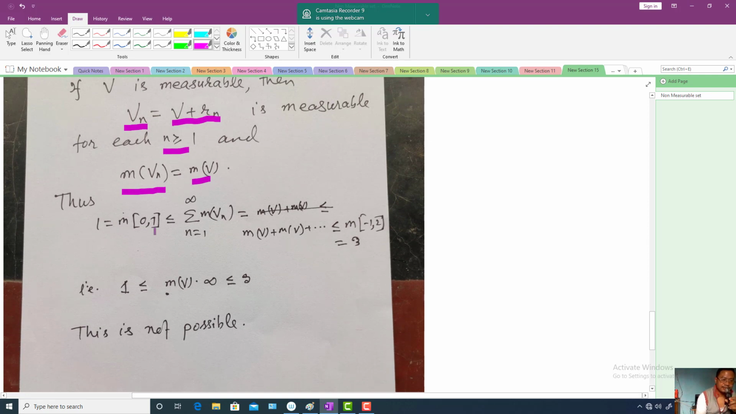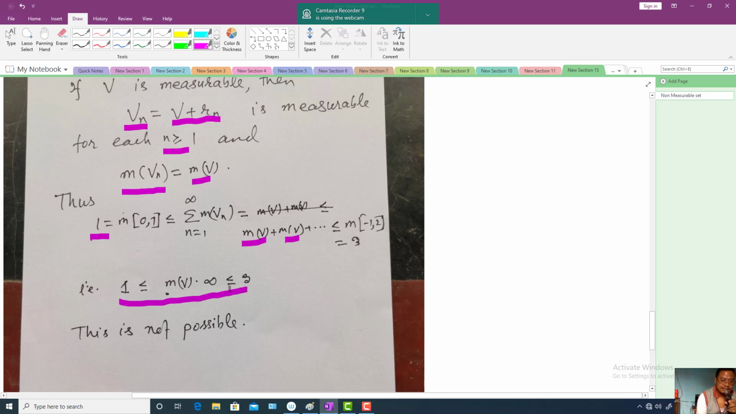Therefore the measure of the closed interval 0 1, which is actually equal to 1, is less than or equal to the summation, n going from 1 to infinity, of m(Vn). But what is this summation equal to? m(V1) is equal to m(V), m(V2) is equal to m(V), like that. So the measure of V, how many times do you add it together? You add it up infinitely many times. Their sum is less than or equal to 3, the measure of the interval minus 1 to 2, that is 3. So that means 1 is less than or equal to the measure of V times infinity, and this is less than or equal to 3.